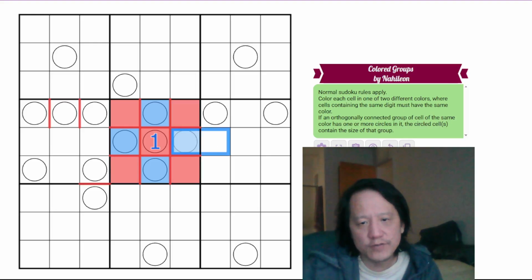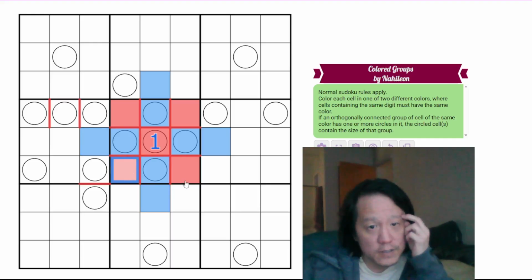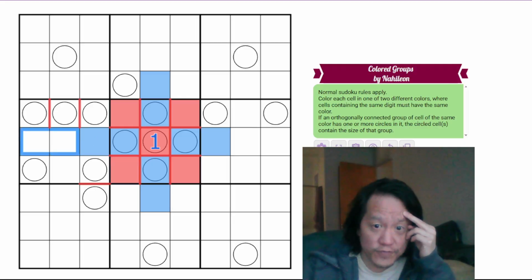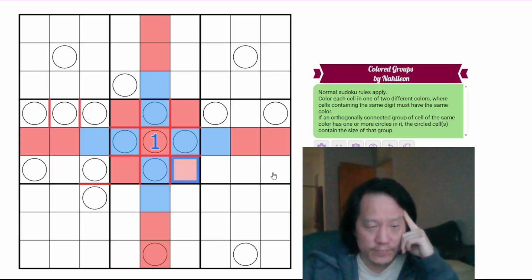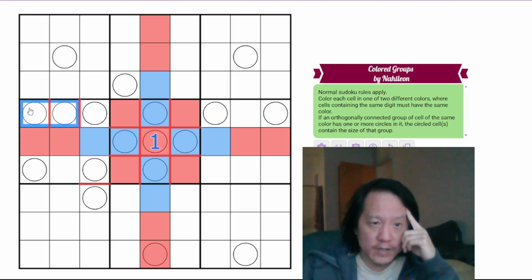So the blues have to go out. Blues have to go out. We have 5 reds and 4 blue digits. Therefore, the rest of row 5 is red. The rest of column 5 is red. Red, these are opposite cells.